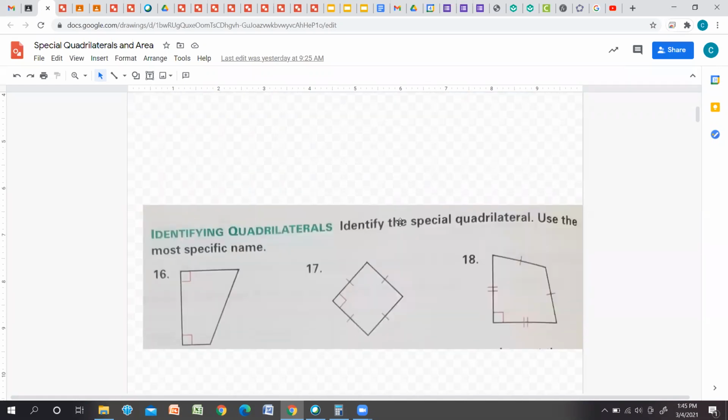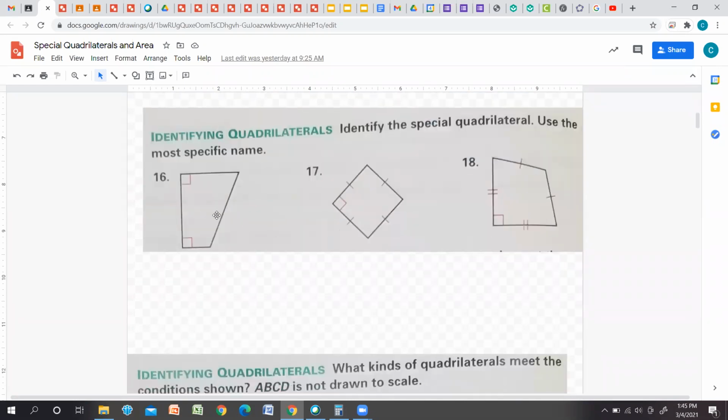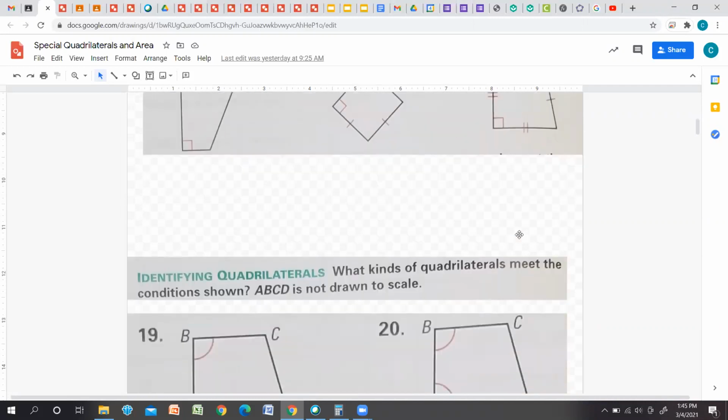All right. So first, to go over the assignment, these first three questions, you're simply identifying which quadrilateral it is using the most specific name. For example, if it's a parallelogram, but if it's a certain type of parallelogram, use the more specific name. All right. So you're going to identify all three of these.